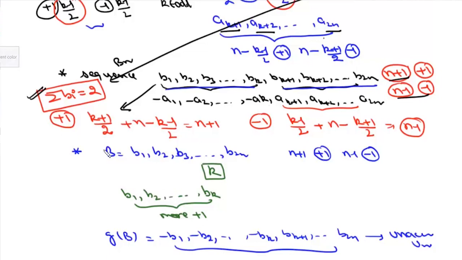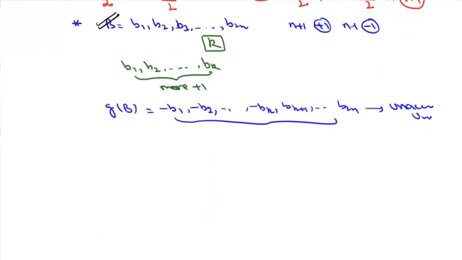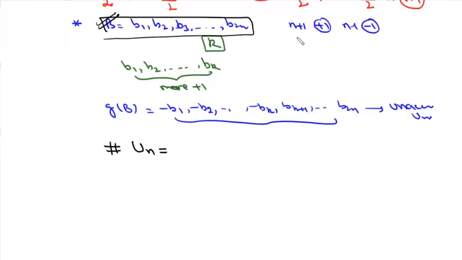So basically there is a bijection between the sequence of b's and unacceptable sequences. We can write number of unacceptable sequences un, it is given by number of sequences in this set B. Now in B we have n plus 1 plus 1s and n minus 1 minus 1s. Then number of sequences that can be formed is given by factorial 2n upon factorial n plus 1 factorial n minus 1.